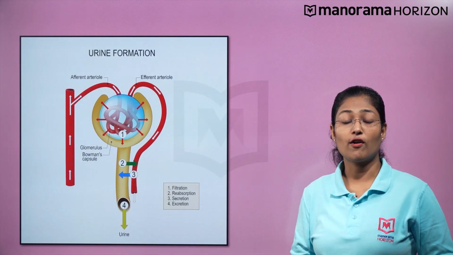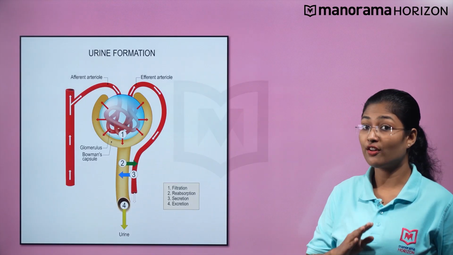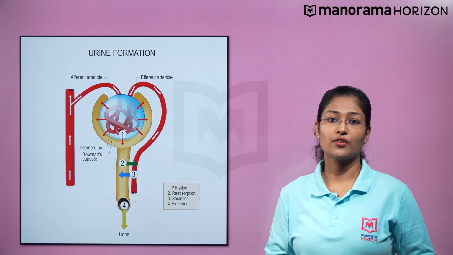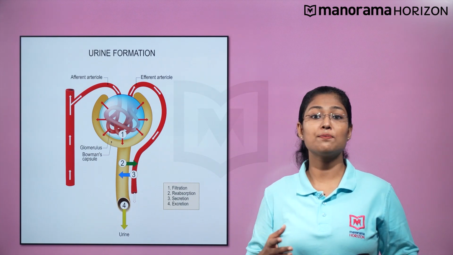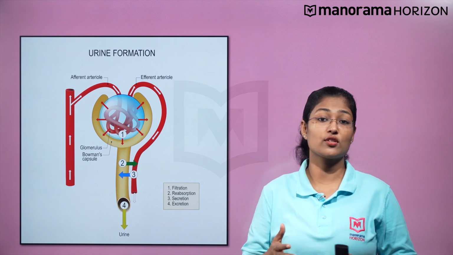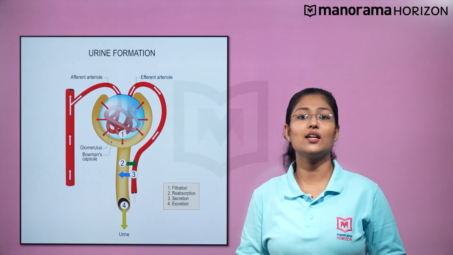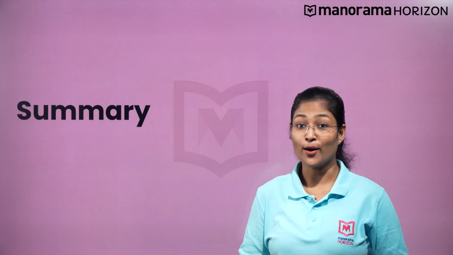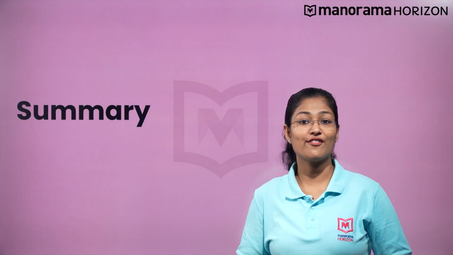Urine formation involves three steps: tubular filtration, tubular reabsorption, and secretion. But are you aware of the parts of the nephron where each process takes place? Let us learn the mechanism of urine formation in the next video. Now, let us summarize what we have learned.